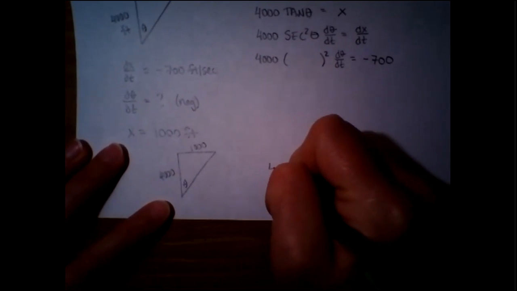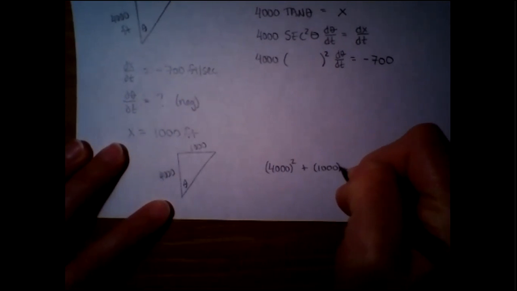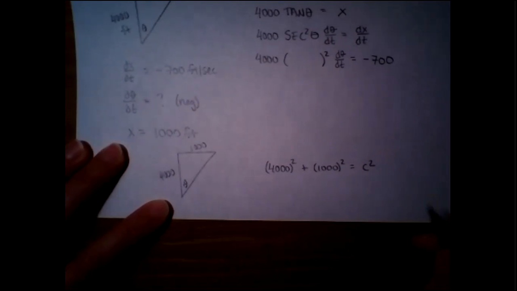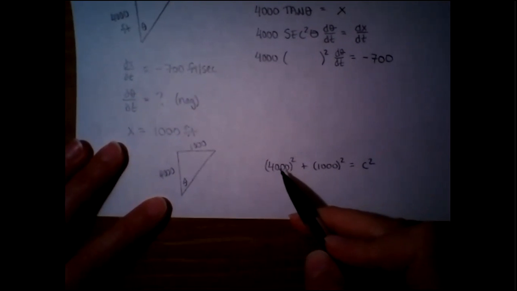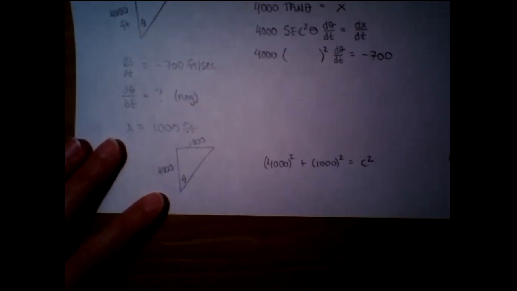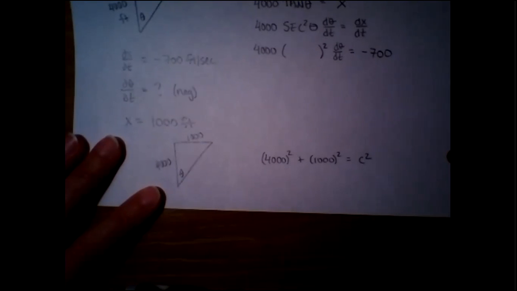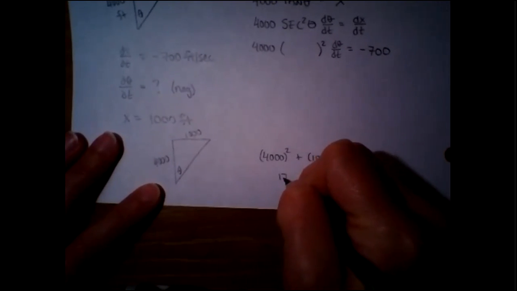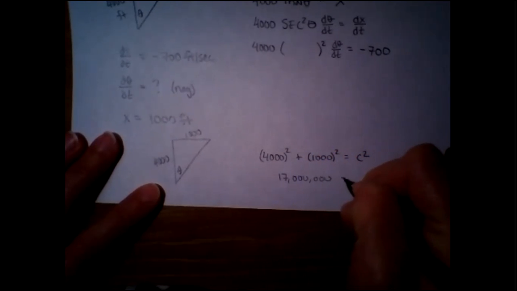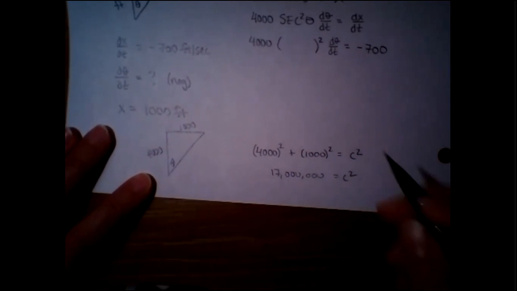This would be 4,000 squared plus 1,000 squared equals the hypotenuse squared. I'm just going to call it C because you usually see that as A, B, and C. And I'm just going to type that in for the sake of simplicity so I don't make a mistake with all the zeros here. So 4,000 squared plus 1,000 squared is 17 million. So this is going to be the square root of 17 million.